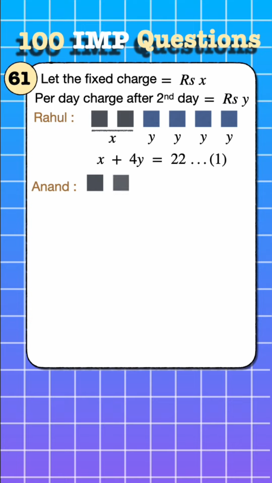And Anand kept the book for 4 days. For the first 2 days he has to pay X rupees, and for the next 2 days he has to pay Y and Y, that is 2Y. So for a total of 4 days he has to pay X plus 2Y, and the total cost was 16 rupees. So X plus 2Y equal to 16. Equation number 2.